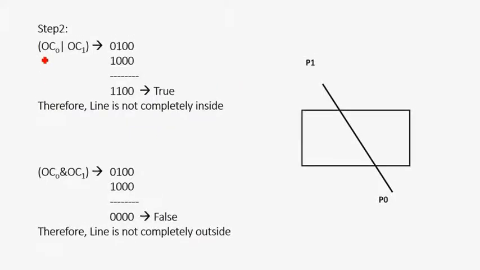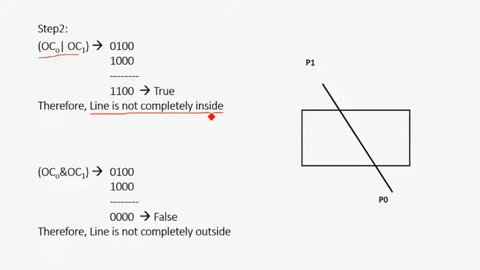If it gives false, I could have concluded that it is completely inside. Since it's giving me true, I can't conclude that it is completely inside. So I get to know that my line is not completely inside.